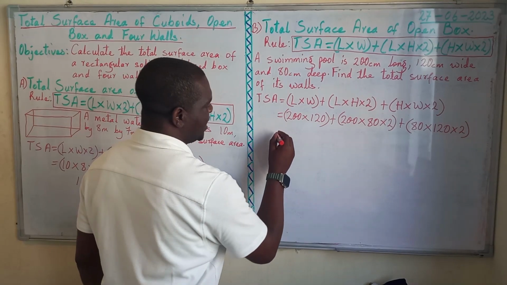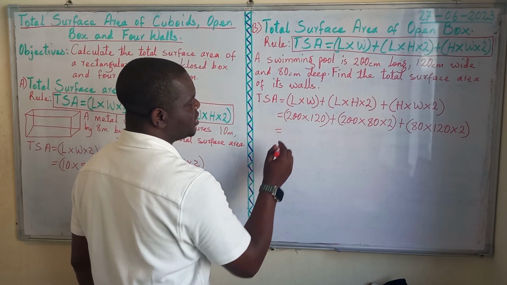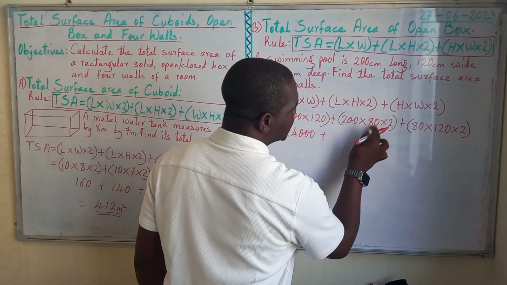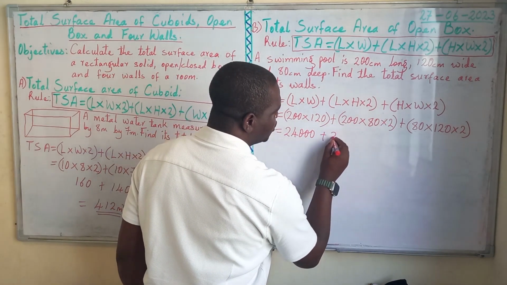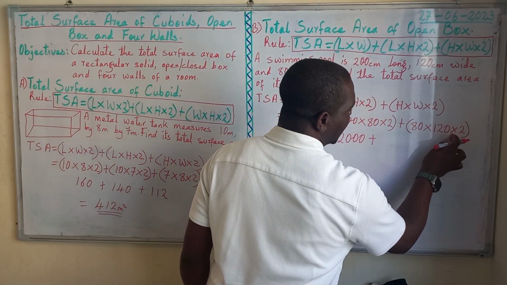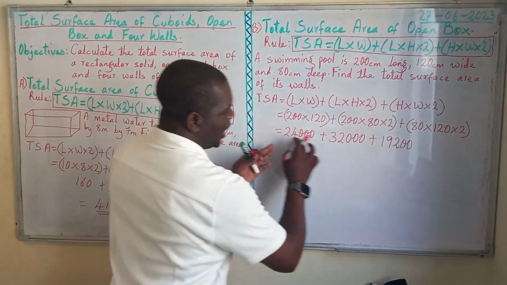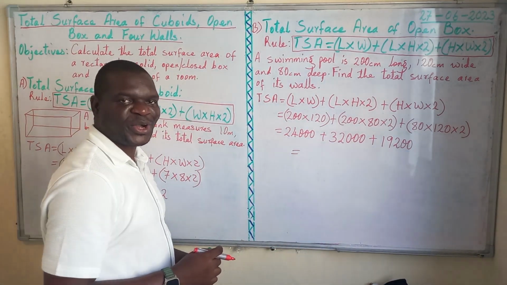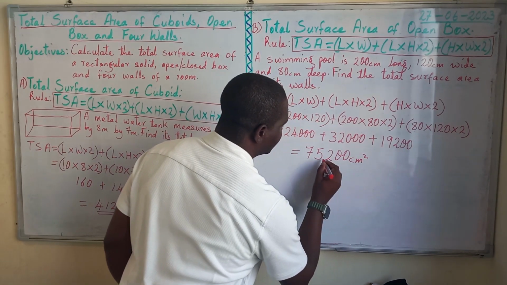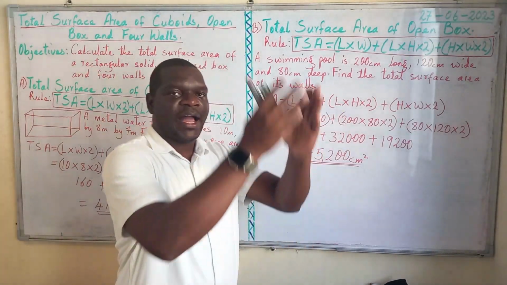Now let's find the answers in each of the parentheses. 200 times 120 is going to give us 24,000 centimeters, plus 200 times 80 times 2 is going to give us 32,000 centimeters, plus 80 times 120 times 2 will give us 19,200 centimeters. If you add all this together, this will give us a total of 75,200 centimeters square. And this is how you can find the total surface area of an open box.